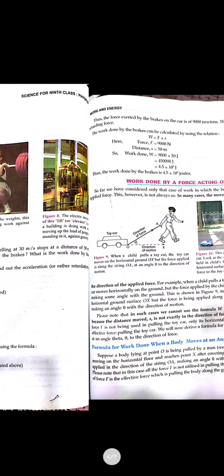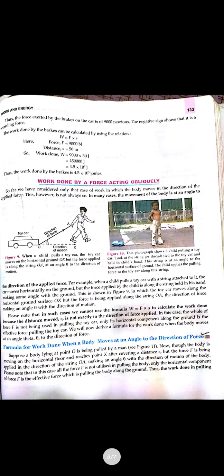So work done will be force into displacement. What was the force? Minus 9000 Newton, but work done cannot be negative, so it will be 9000 Newton, multiplied by the distance, which is 50 meter. Together when we multiply, we get 45 and there are 4 zeros. We can write this as 45 into 10 to the power 4. But we know the decimal point should be there, so on taking it to the left side, the point will be added, that is 10 to the power 5 joules.